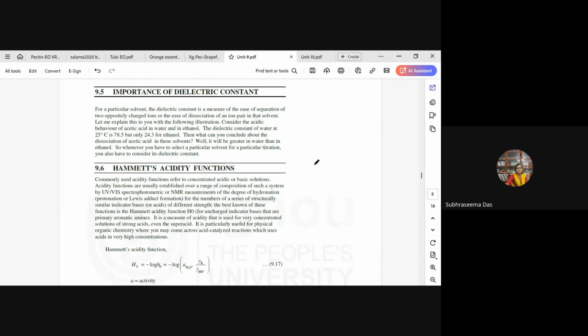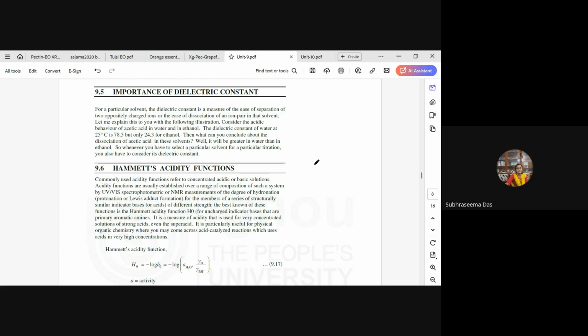It has been found that the dielectric constant of water at 25 degrees centigrade is 78.5, whereas it is 24.3 in ethanol. Now, when we dissolve acetic acid in both these solvents, looking at their dielectric constants, we find that the dissociation of acetic acid will be greater in water than in ethanol, because the dielectric constant of water is much higher than that of ethanol.